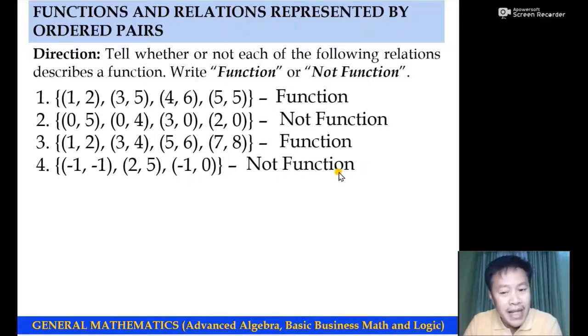Okay, so if it is not a function, we will not identify whether it is 1 to 1 because when we say relation, it is automatically not 1 to 1. It will automatically not apply the concept of 1 to 1.